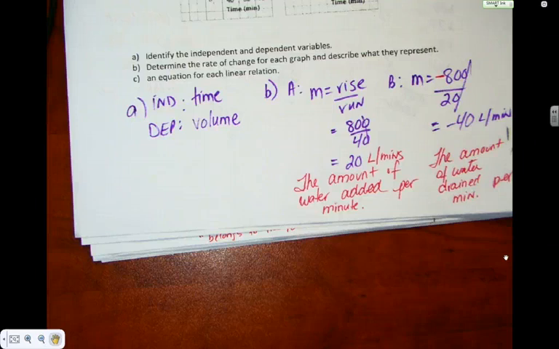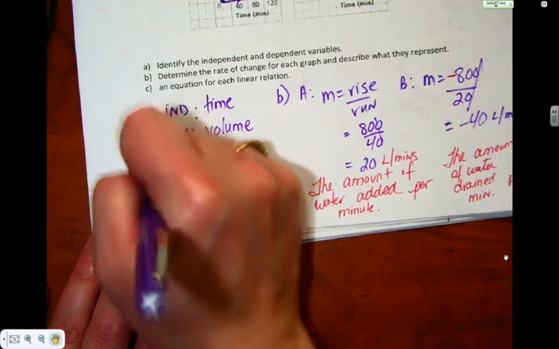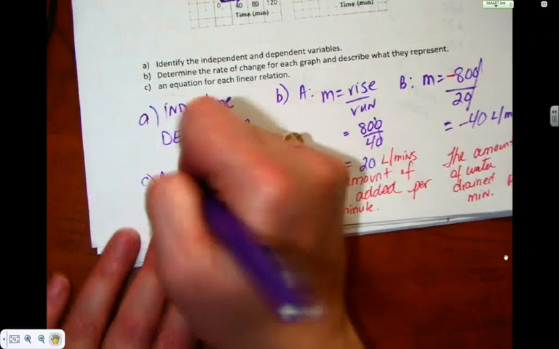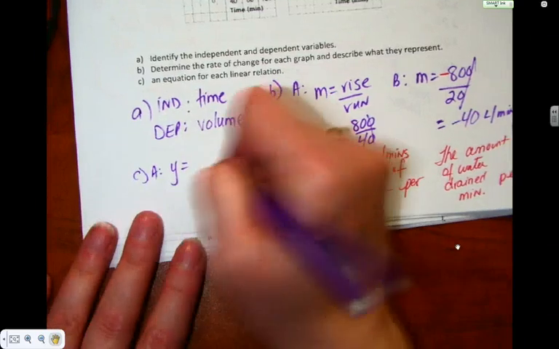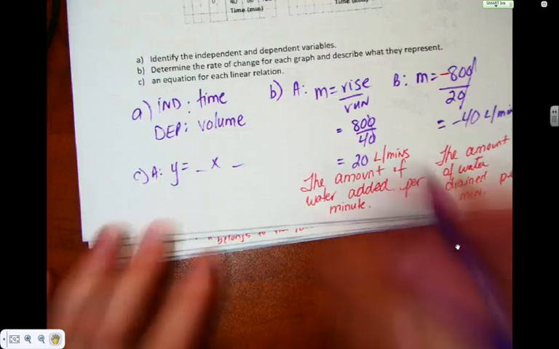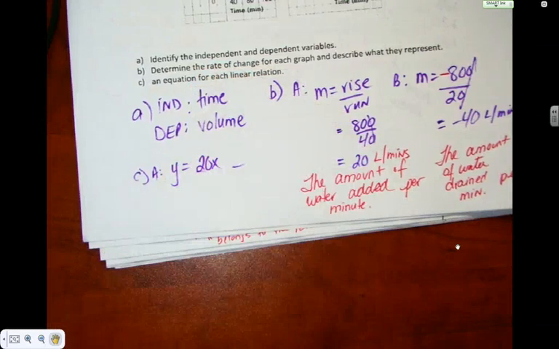How are we feeling so far on slope? Okay, let's get the equations. Graph A first. General equation is y equals mx plus b. Y stays as y, x stays as x. You have to fill in the m and the b. The m comes right from what we just calculated for slope. So for graph A, we know that it's 20.